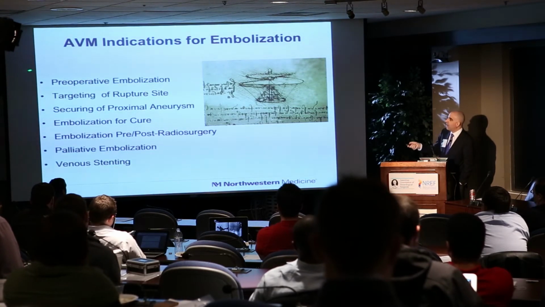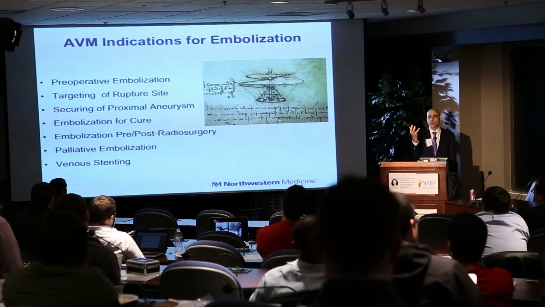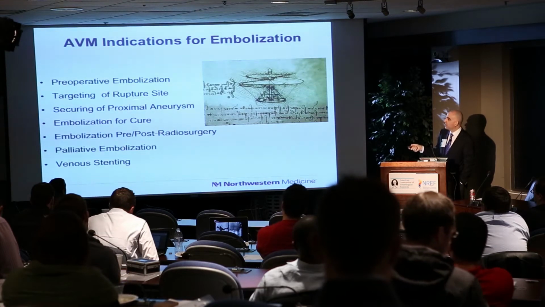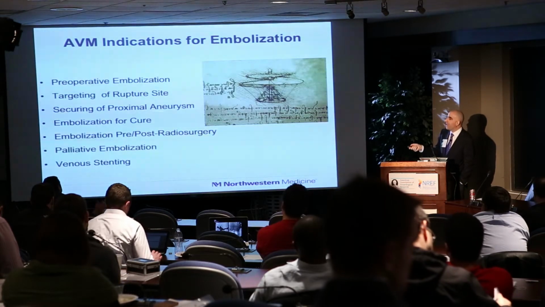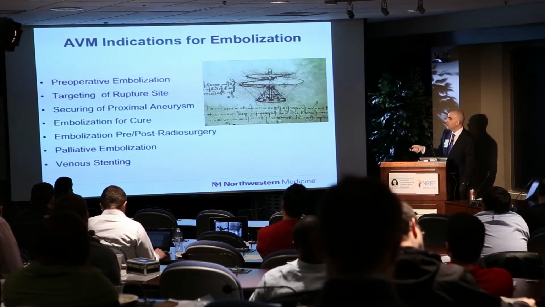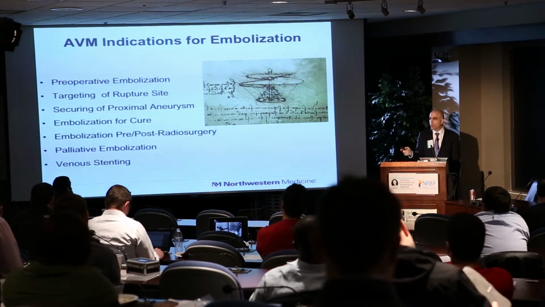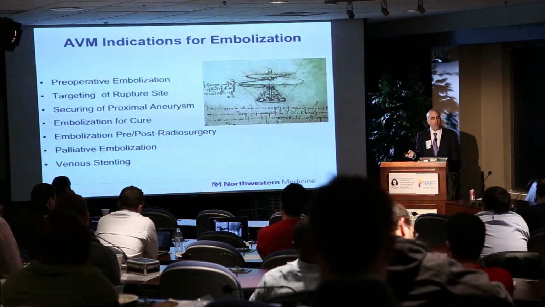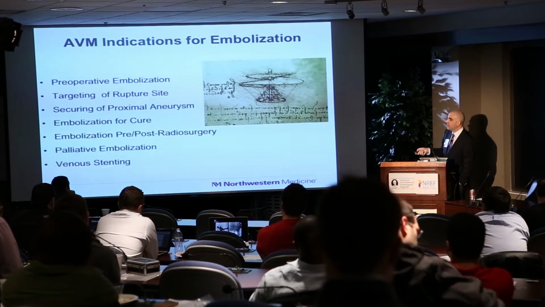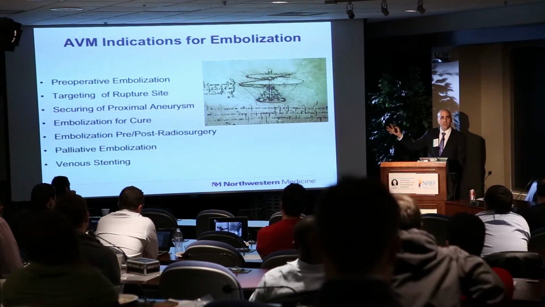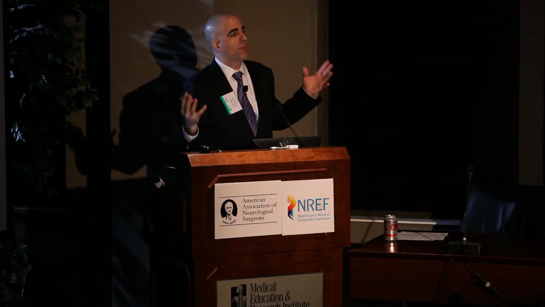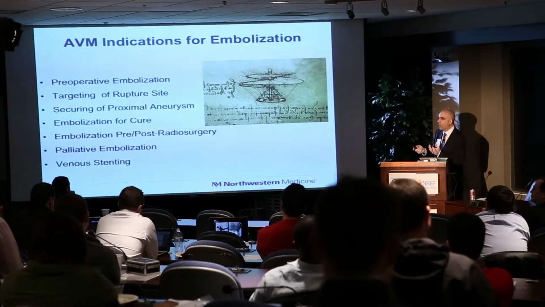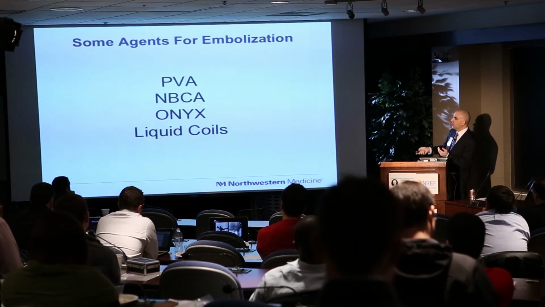You may be embolizing an AVM to reduce its volume for surgery. You may be targeting a rupture site, and I'll show you that. You may be securing a proximal aneurysm. You may be embolizing for cure in select cases. You may be embolizing pre and post radiosurgery. You may be embolizing for palliation. An 80-year-old with severe meningeal headaches may benefit from a meningeal artery embolization, venous stenting, and I'll show you a case of that. So you need to be precise. I don't like the term, the patient got a craniotomy. Well, what does that mean? What exactly was done? These are some of the tools we use.